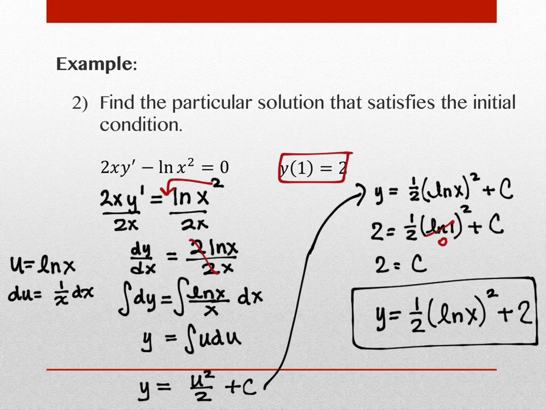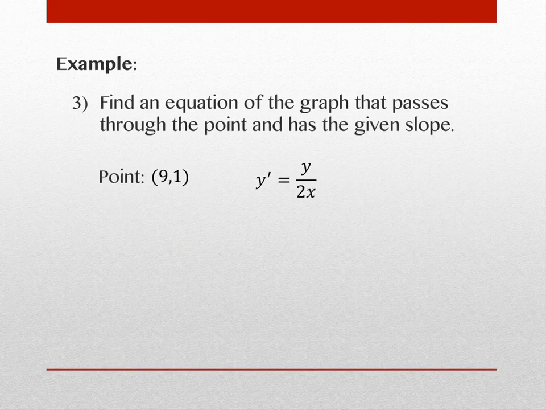All right, let's take a look at the next one. All right, what is this question asking us to do? We haven't done this for a while. What are we finding? An equation, right? An actual equation of a line. So it says find an equation of the graph, in this case, that passes through the point and has the given slope. So that's a little bit of a different question.